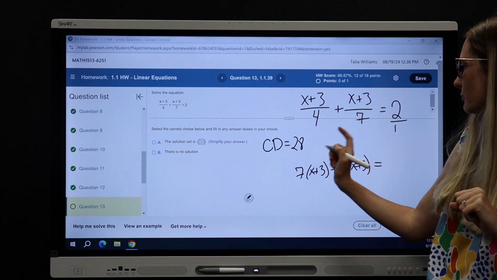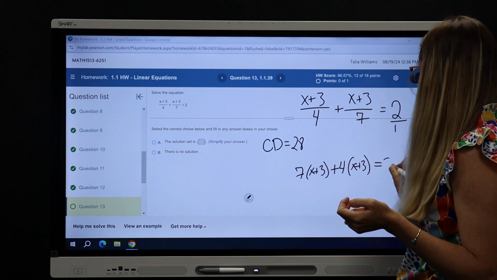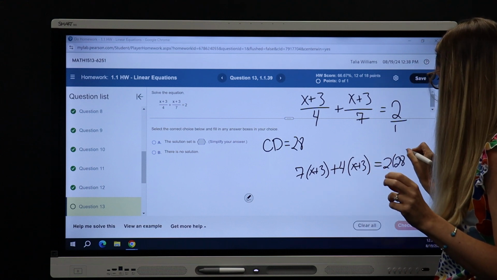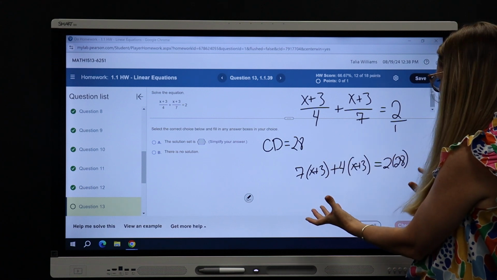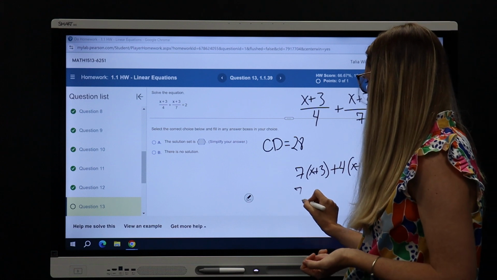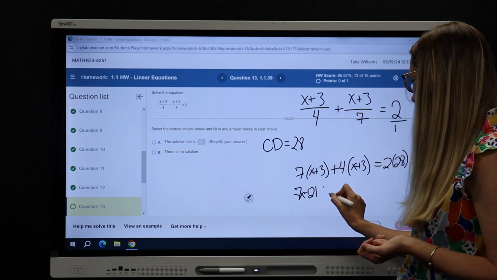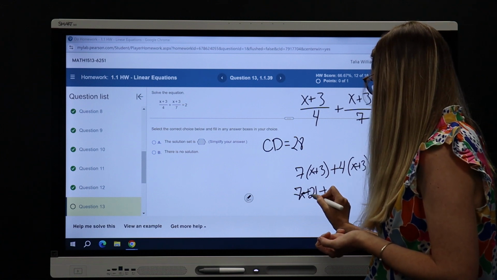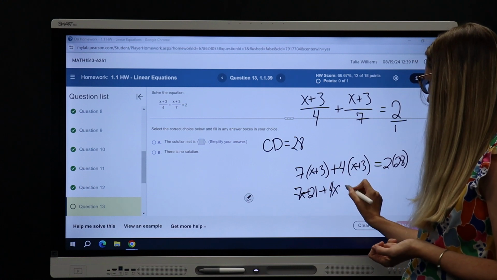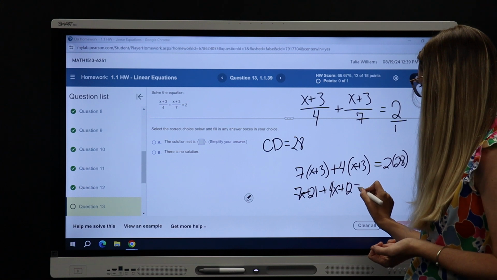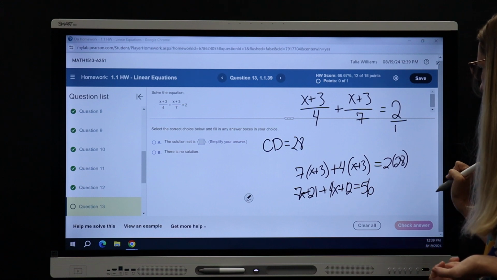And then to get 2 to 28, since it's over 1 right now, it has to be multiplied by 28. This is what everyone forgets to do on this problem. Multiply 2 by 28. And then we're to a normal problem. So 7 times x, 7 times 3 is 21. 4 times x is 4x. 4 times 3 is 12. 28 times 2 is 56, I believe.